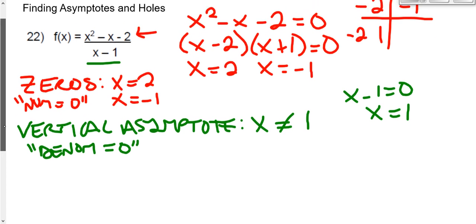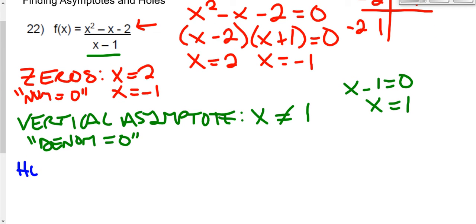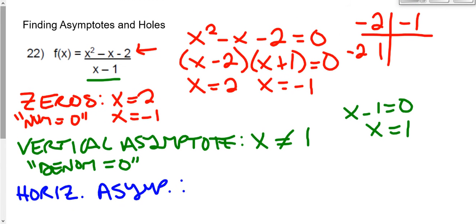Last but not least, I'll take a look at my horizontal asymptotes. I'm going to start abbreviating here. We learned that there are 3 types of horizontal asymptotes. There's 0, y cannot equal 0 if my denominator has a higher degree than my numerator. There's a slant asymptote if my numerator has a higher degree than my denominator. And there is a fraction of the leading coefficients if my degrees are the same.